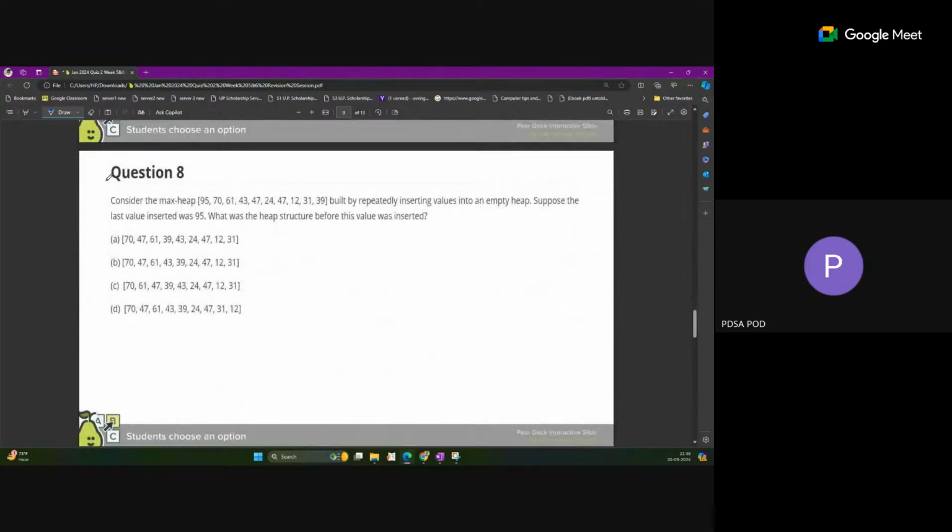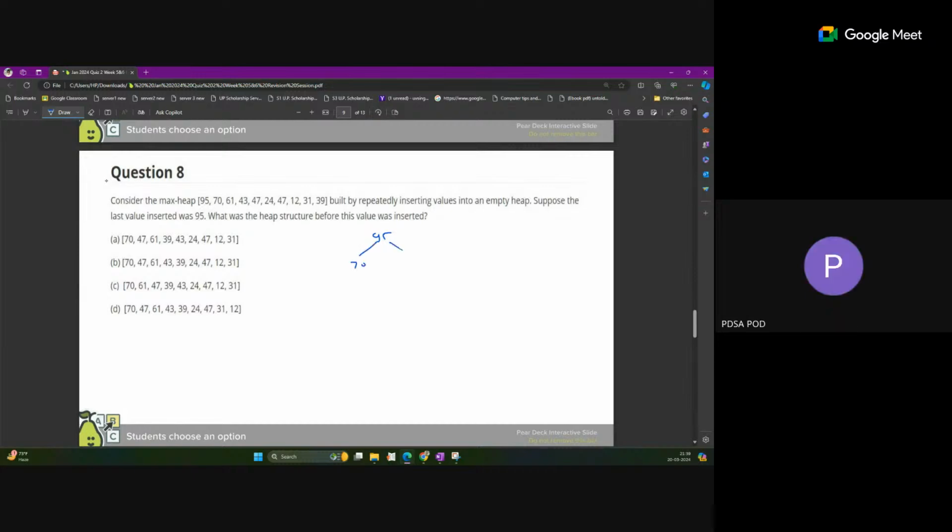Next is related to the max heap again. So here a max heap is given, built by repeatedly inserting values into an empty heap. Suppose the last value inserted was 95. What was the heap structure before this value was inserted? So first create a max heap for this. So 95, and this is now a binary heap. So just create 2 children.